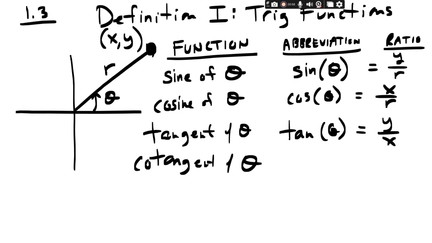X over Y, perfect. Oh, sorry, abbreviation first. COT would be the abbreviation, and it is X over Y. So what? This is kind of not making sense because sine is Y over R, right? But the co of sine is actually X over R. Oh, man.